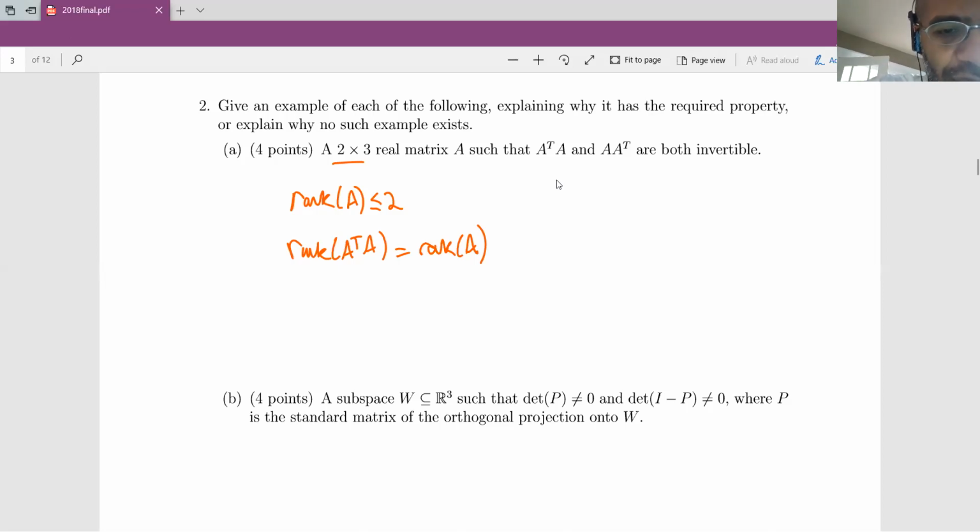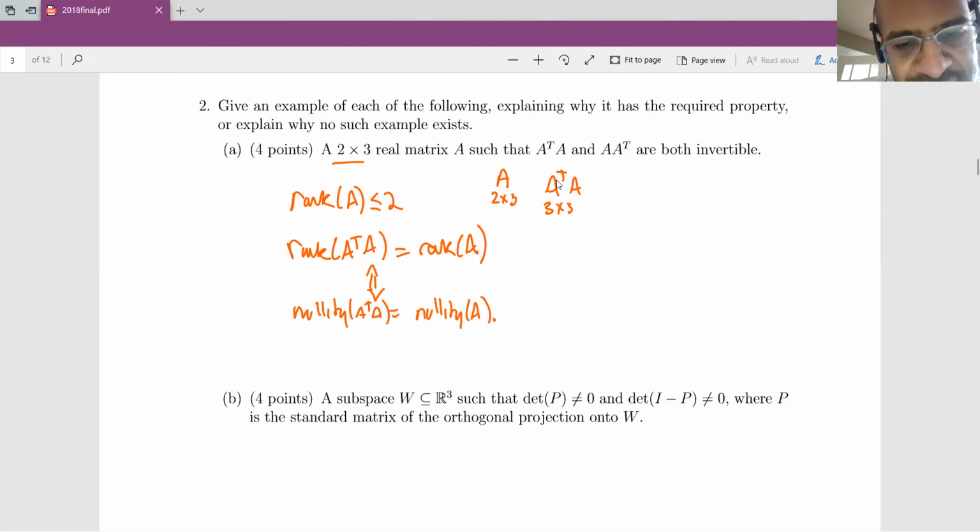So A is 2 by 3, right? A transpose A is, I suppose, 3 by 3, right? So in particular, by rank-nullity, this is the same as saying the nullity of A transpose A is equal to the nullity of A, right? Because 3 minus the rank is the nullity in both cases.